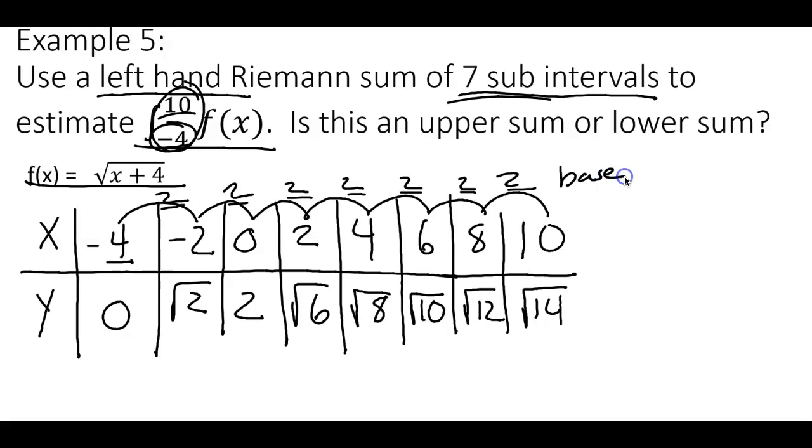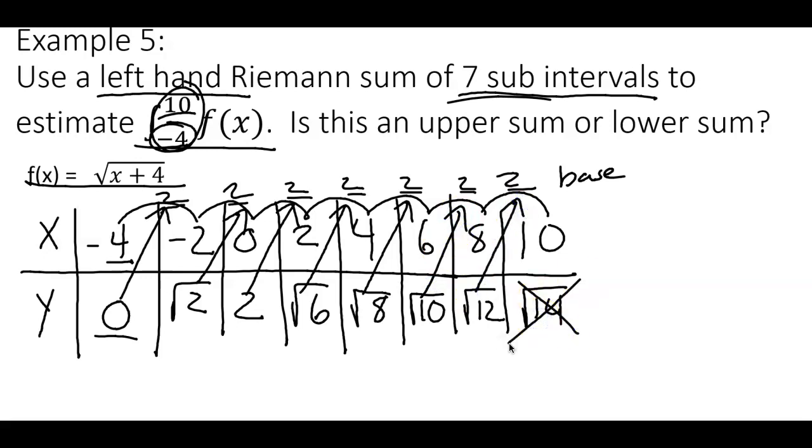And then the heights of these rectangles, when you're doing a left-handed sum, is you're going to start here. So the height of the first rectangle is 0. The height of the next rectangle will be 2. And you're just going to keep doing that until you get to the very last one. And when you get to that last one, we don't use the right endpoint. Remember that? Okay.